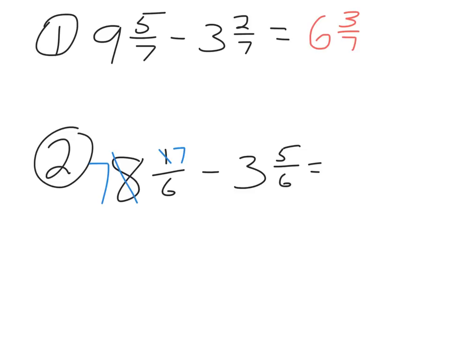7 minus 3 is 4. Denominator is still 6. 7 minus 5 is 2, and I have 4 and 2/6, which can also be written as 4 and 1/3 if I simplified. All right, I think you are ready.